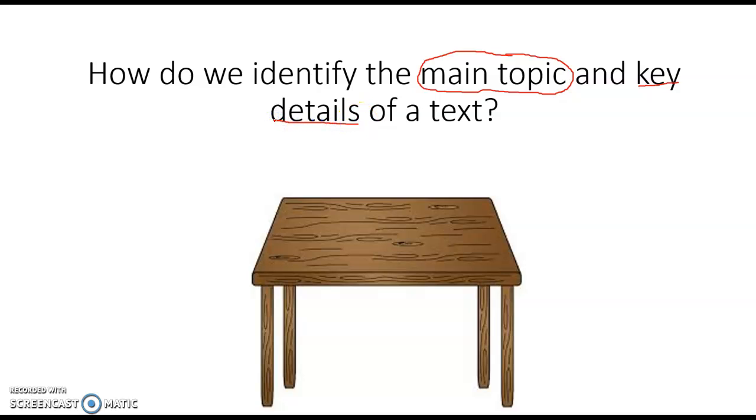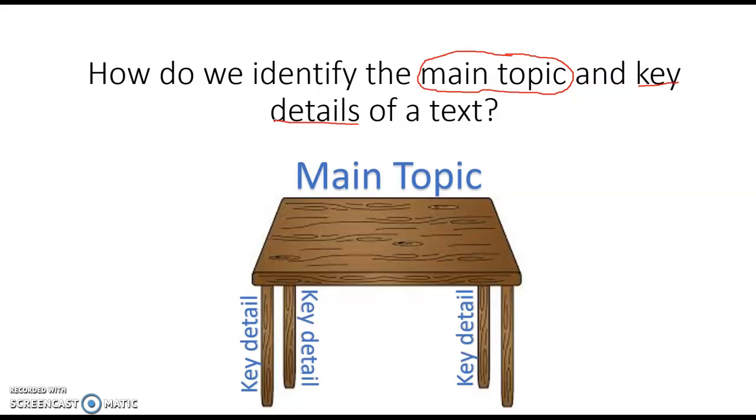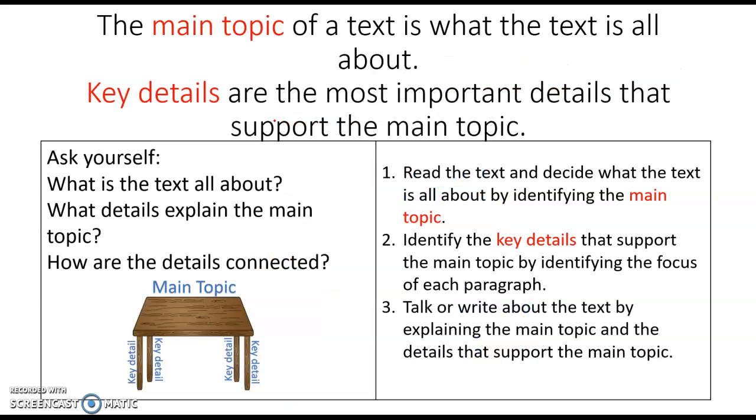You've been working with key details a lot in your writing this year because they support your opening statement of your writing. So as you remember from last year, the main topic is what the text is all about, and I like to look at it like a table. So if the top of the table were my main topic, those key details, those legs of the table, support the main topic. They explain the main topic. So the main topic of the text is what the text is all about, and the key details are the most important details that support the main topic.